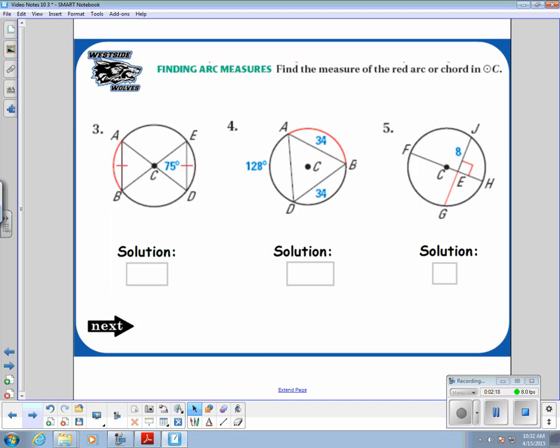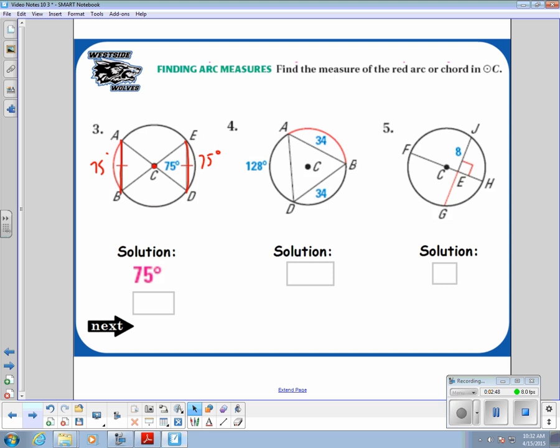If we look at a few practice examples, it says find the measure of the red arc or the chord in circle C. This chord is congruent to this chord, and this is the center of the circle with a 75-degree angle. So this is a 75-degree arc, and therefore this is a 75-degree arc. So that red arc there is 75 degrees.